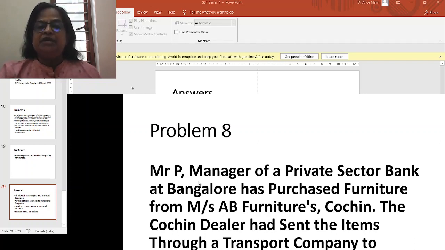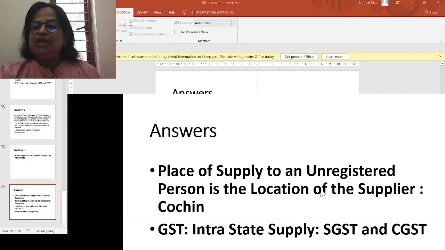Now, problem 8. Mr. P, manager of a private sector bank at Bangalore, has purchased furniture from Messrs. AB Furniture's Cochin. The Cochin dealer had sent the items to a transport company to Bangalore. Identify the place of supply and GST applicable. Here also the transport services are involved. Place of supply to an unregistered person. See the previous problem also we have mentioned. So it's unregistered. Place of supply to an unregistered person is the location of the supplier, that is Cochin. So GST is intrastate supply, SGST and CGST.